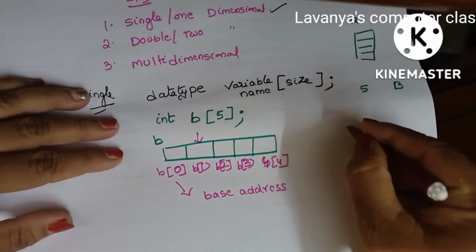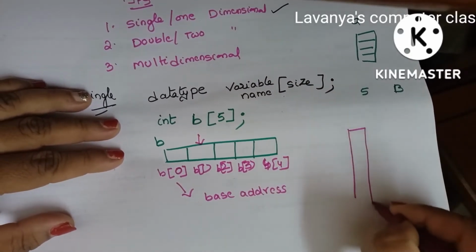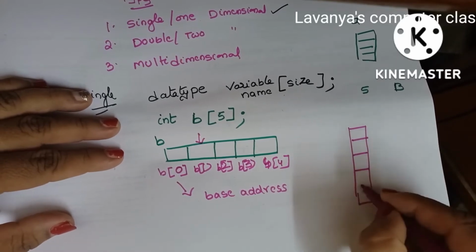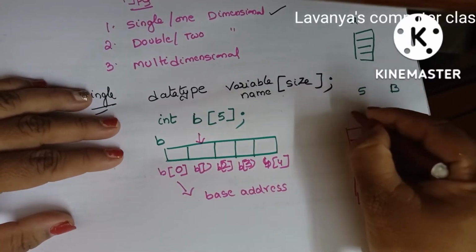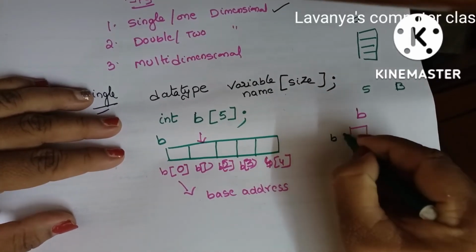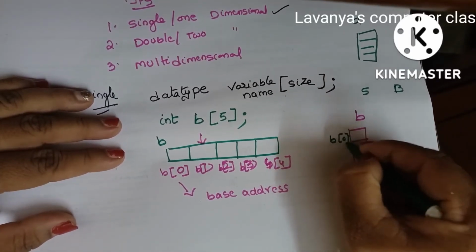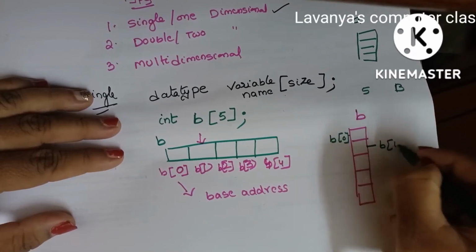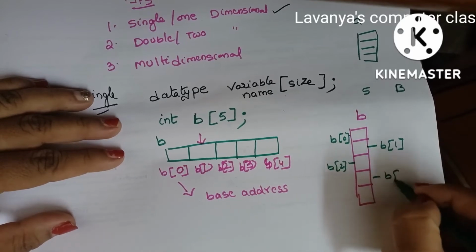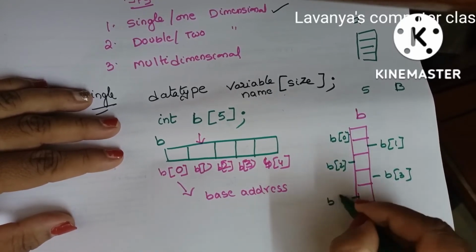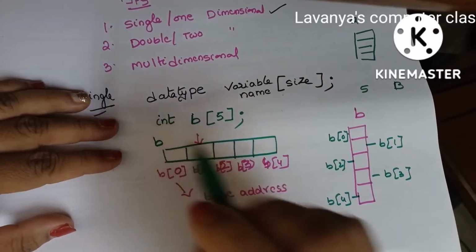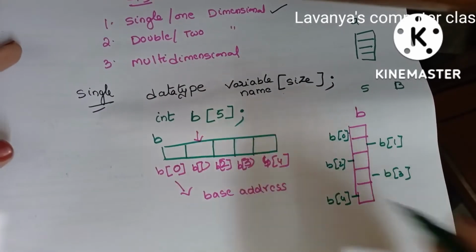Or we can represent it like this also. So how many values are possible in the example? 1, 2, 3, 4, 5. What is the name of the array? It is B. So whenever we write like this, this is B of 0, this is B of 1, B of 2, B of 3, and this is called B of 4. All are possible. Which values do I have to store? Only integer values. Okay.